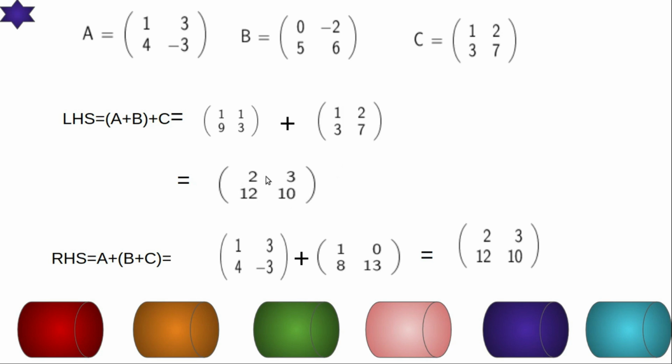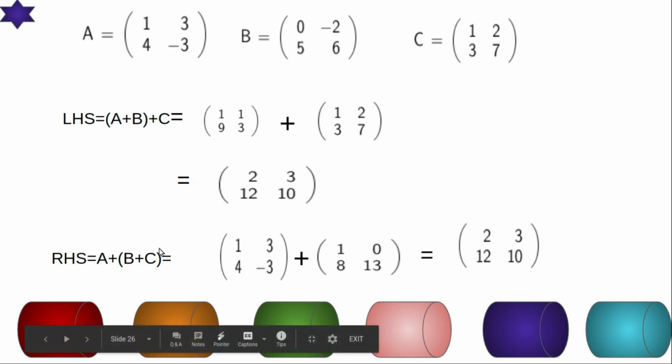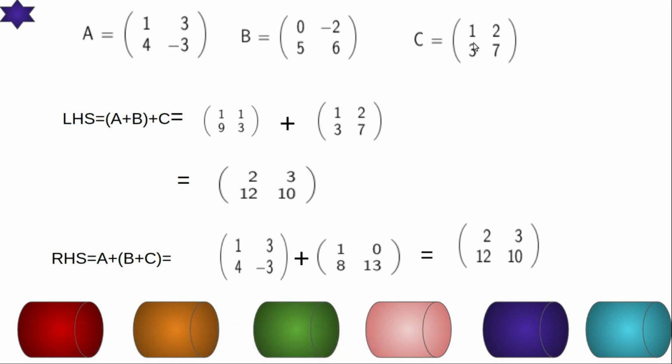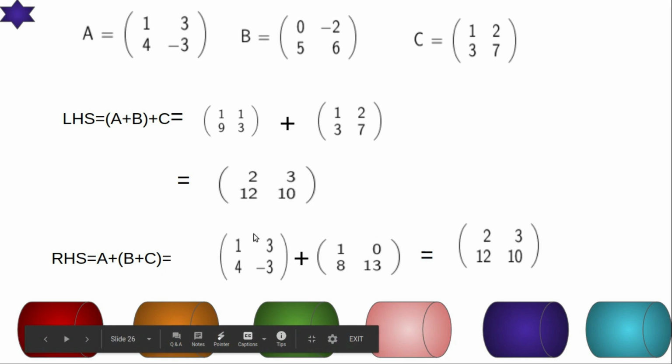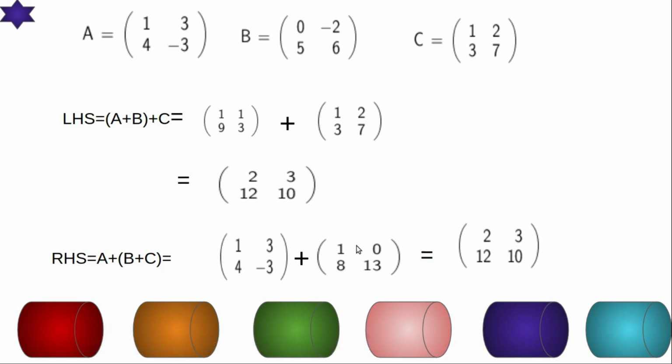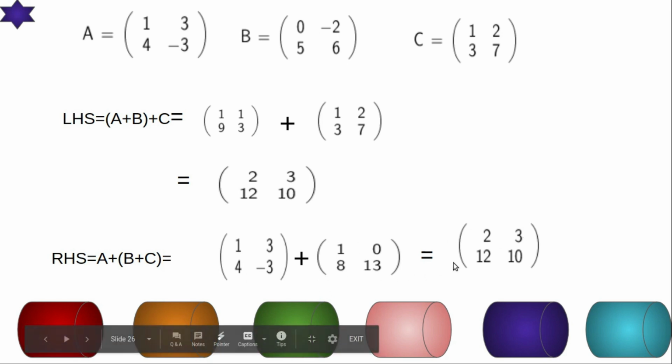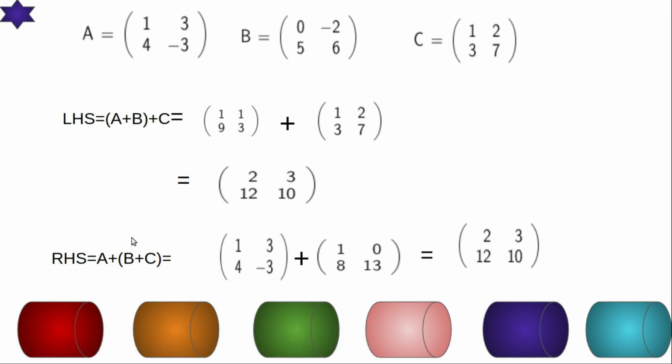Okay, this is LHS. Now RHS, A plus B plus C. First add these two, B and C. 0 plus 1 is 1, minus 2 plus 2, 0, 5 plus 3, 8, 6 plus 7, 13. This is B plus C. Then A plus B plus C. 1 plus 1, 2, 3 plus 0, 3, 4 plus 8, 12, minus 3 plus 13, 10. Comparing these two, we get LHS equal to RHS. So addition satisfies associative property.